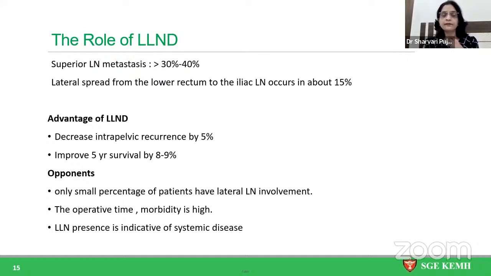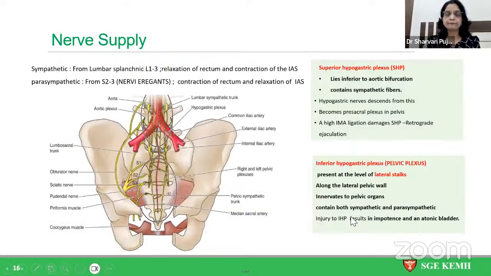However, the opponents say that as it is involved in only a small percentage of cases, why add to the operative time and thus put the patient at higher morbidity. Besides this, they consider involvement of the lateral group of pelvic lymph nodes to be indicative of systemic disease.